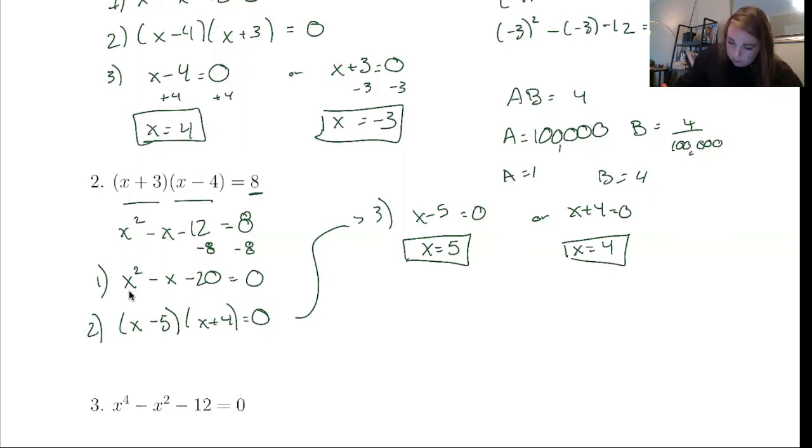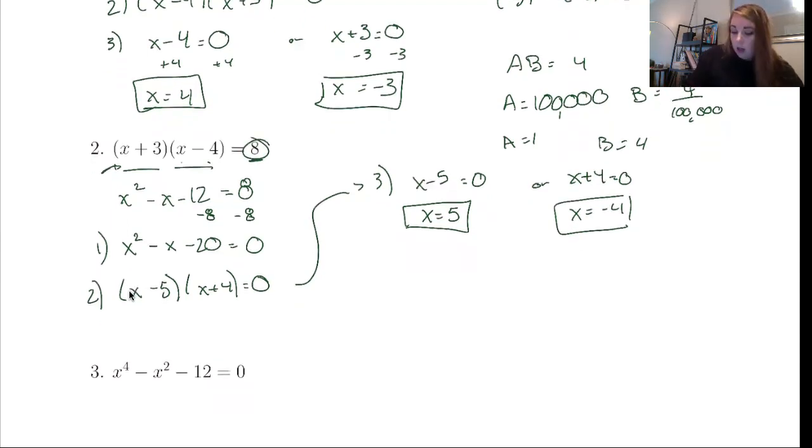No, negative 4. There we go. The reason I knew, when I was double checking myself, is that when I plugged it back in and put 4, I would have gotten 0, not 8. That's why it's always good to check.